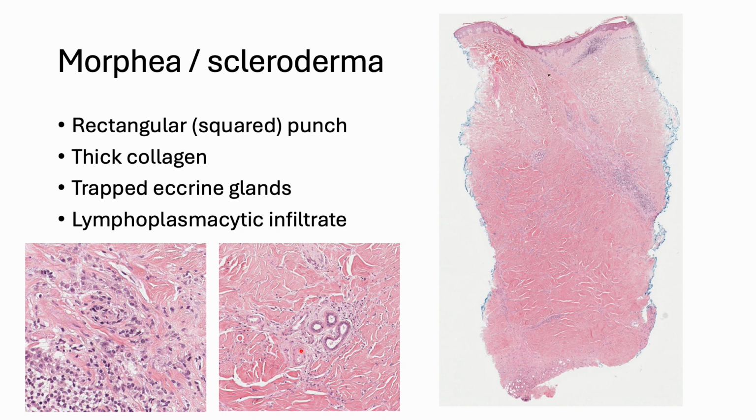But there are other features, including very thick collagen. And also you don't see the fat surrounding the adnexal structures. We call these trapped eccrine glands. And also you see plasma cells with some lymphocytes infiltrating the dermis. So those are the features of morphea.